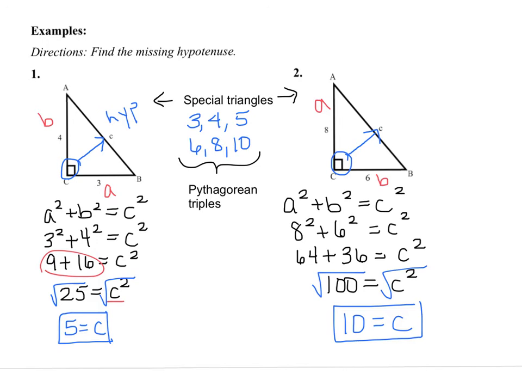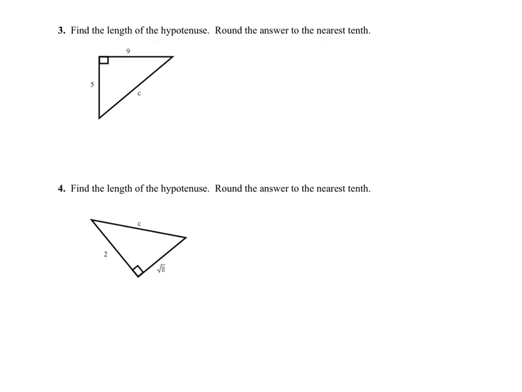So we're going to do 2 more examples together. Let's look at number 3. In the directions, it says find the length of the hypotenuse, round the answer to the nearest tenth. So what you always want to do is find the right angle. Your right angle is right here. And we're going to write our formula: A squared plus B squared equals C squared.